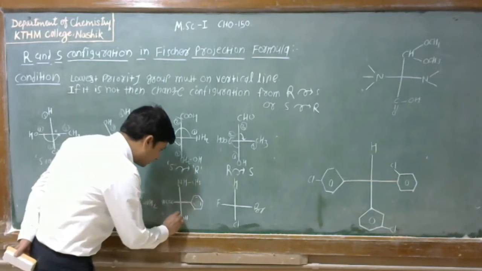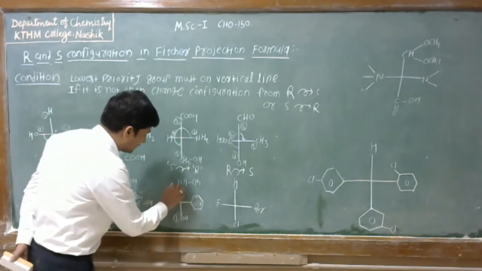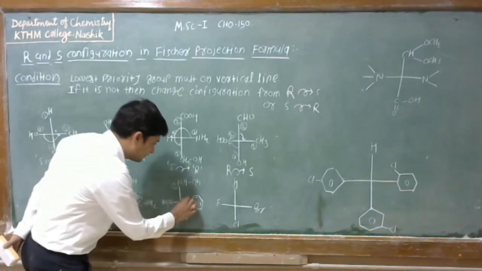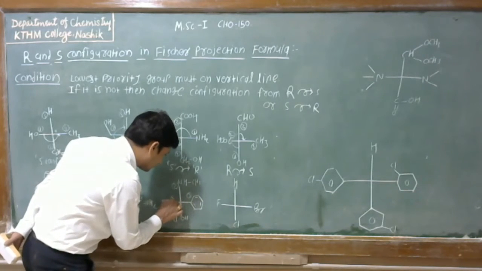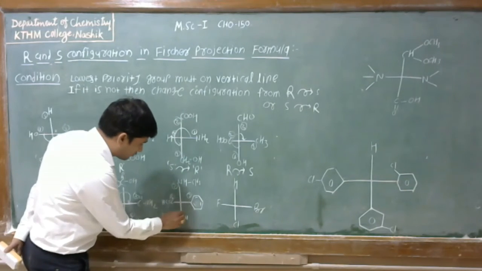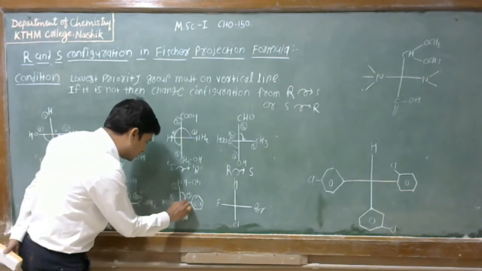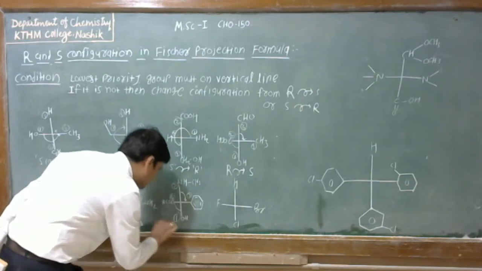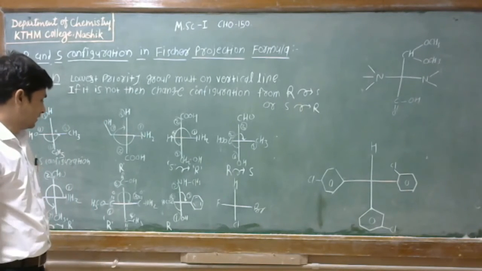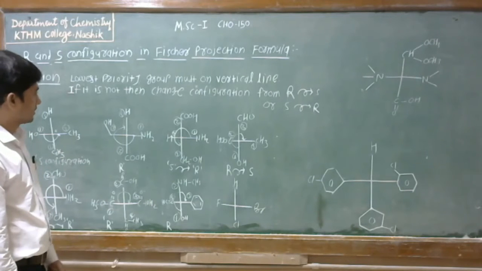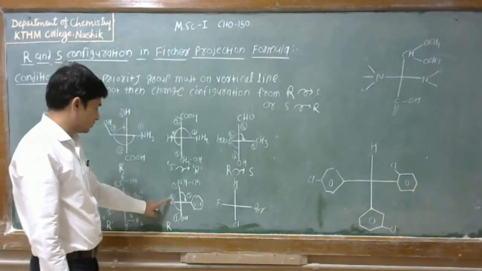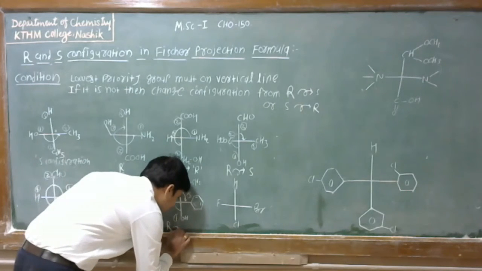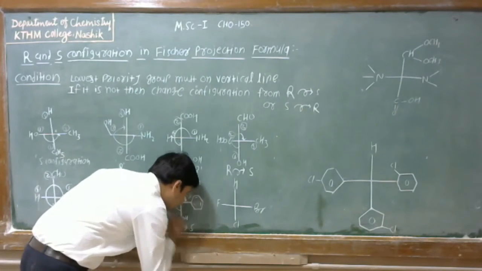Here, one group is oxygen, which has first priority. NH, CH3 has second priority. This has third priority, and this carbon-carbon triple bond has fourth priority. So we move from 1 to 2 and 2 to 3, skipping the 4. This is the R configuration because the rotation is clockwise. But this is not in our condition. The condition is that the lowest priority must be on the vertical line. It is on the horizontal line. Therefore, the configuration changes from R to S.